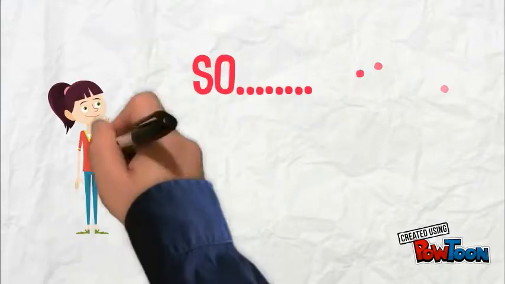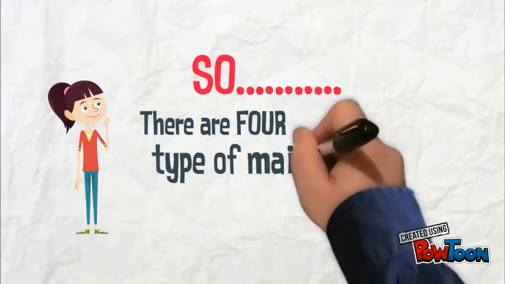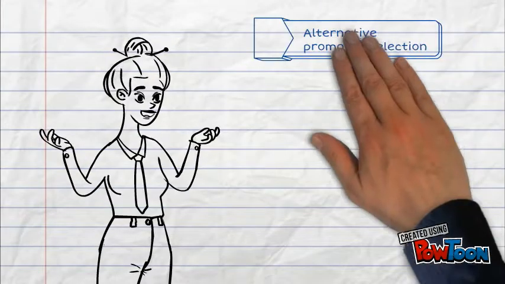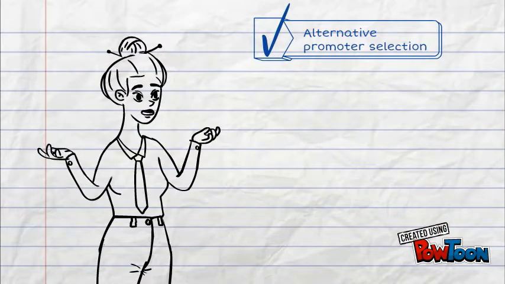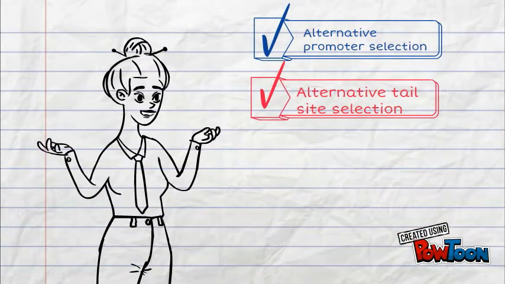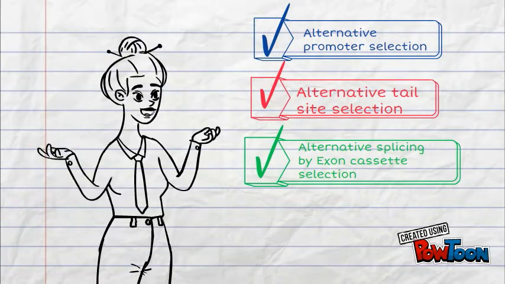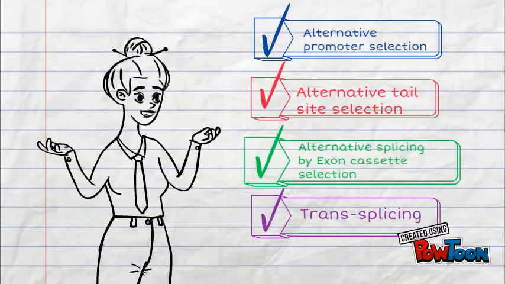So, there are four main types of alternative splicing, which are alternative promoter selection, alternative tail site selection, alternative splicing by exon cassette selection, and trans-splicing.